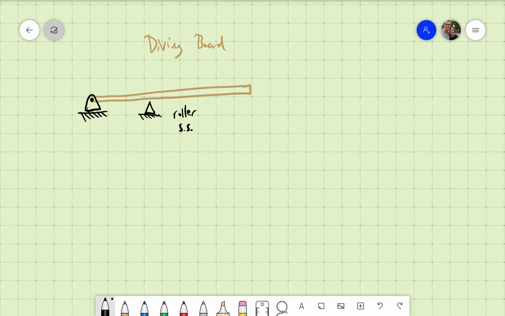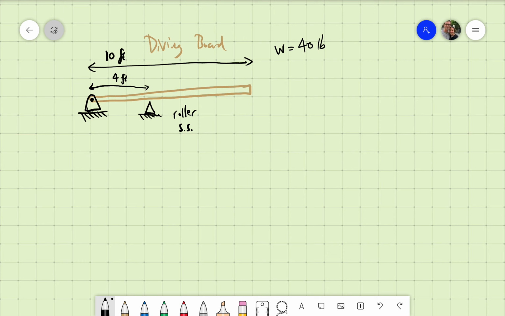Anyway, okay, now let's make up some numbers here. I'm going to say that the roller or simple support is 4 feet along. The total length of the diving board is 10 feet. And I will also say that the diving board has a weight of 40 pounds itself.